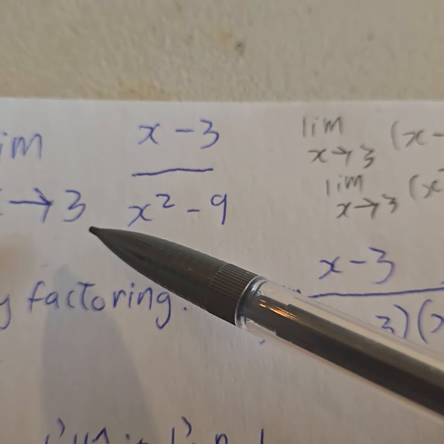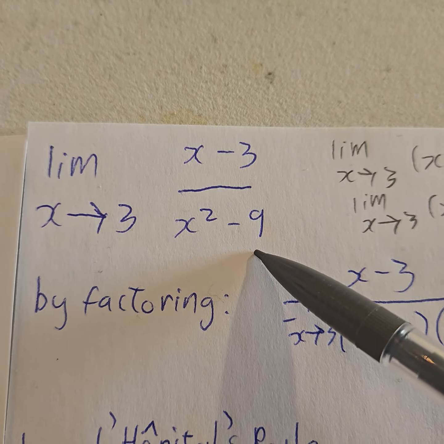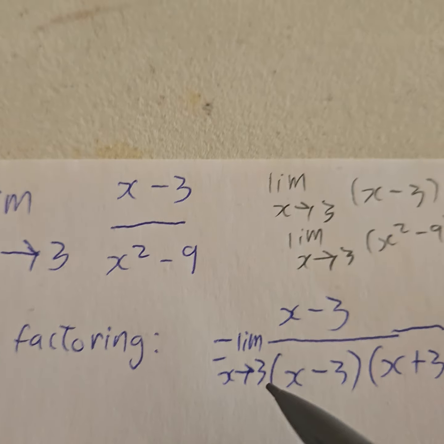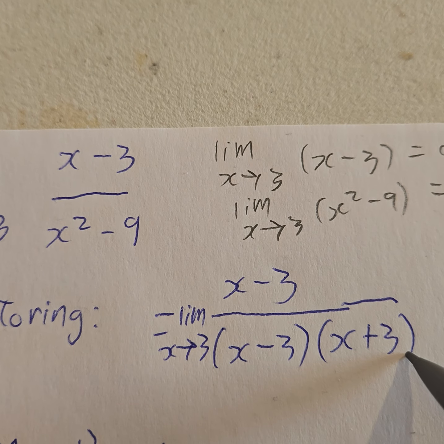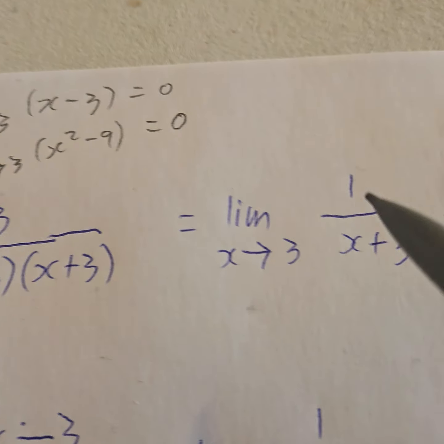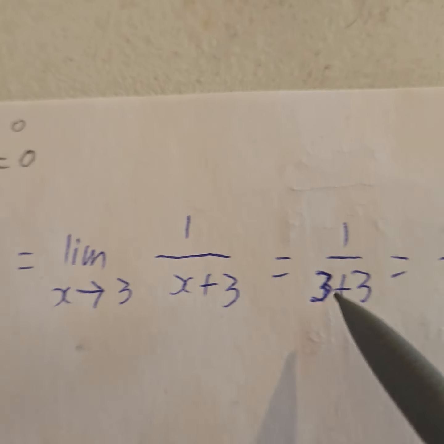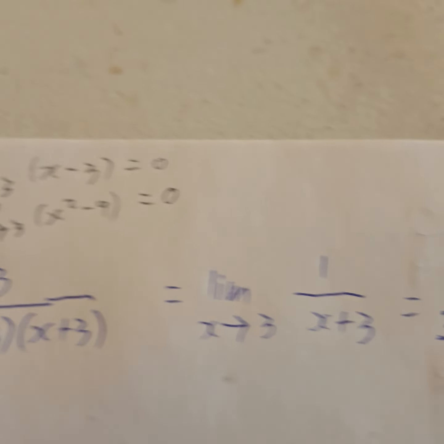Here's the limit as x goes towards 3 of x minus 3 divided by x squared minus 9. A regular way of doing it is by factoring. If we factor the bottom, we get x minus 3 times x plus 3. Those x minus 3's cancel each other out. We're left with 1 over x plus 3, and we plug that 3 in. It equals 1 over 3 plus 3, which is 1 over 6.